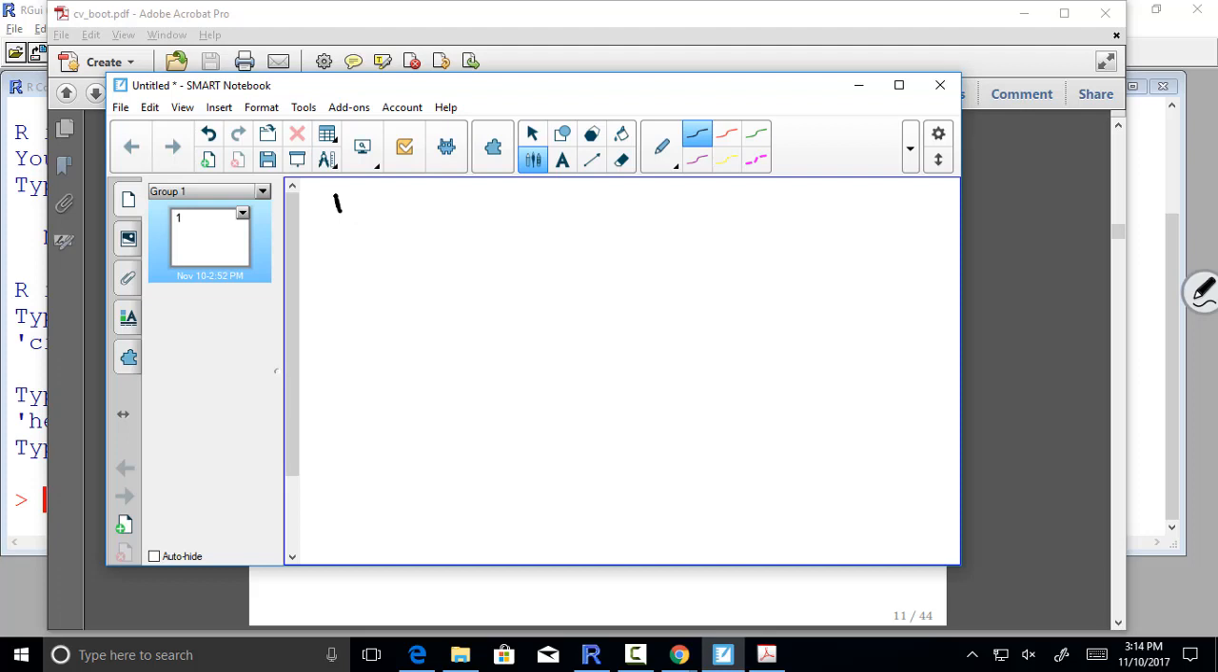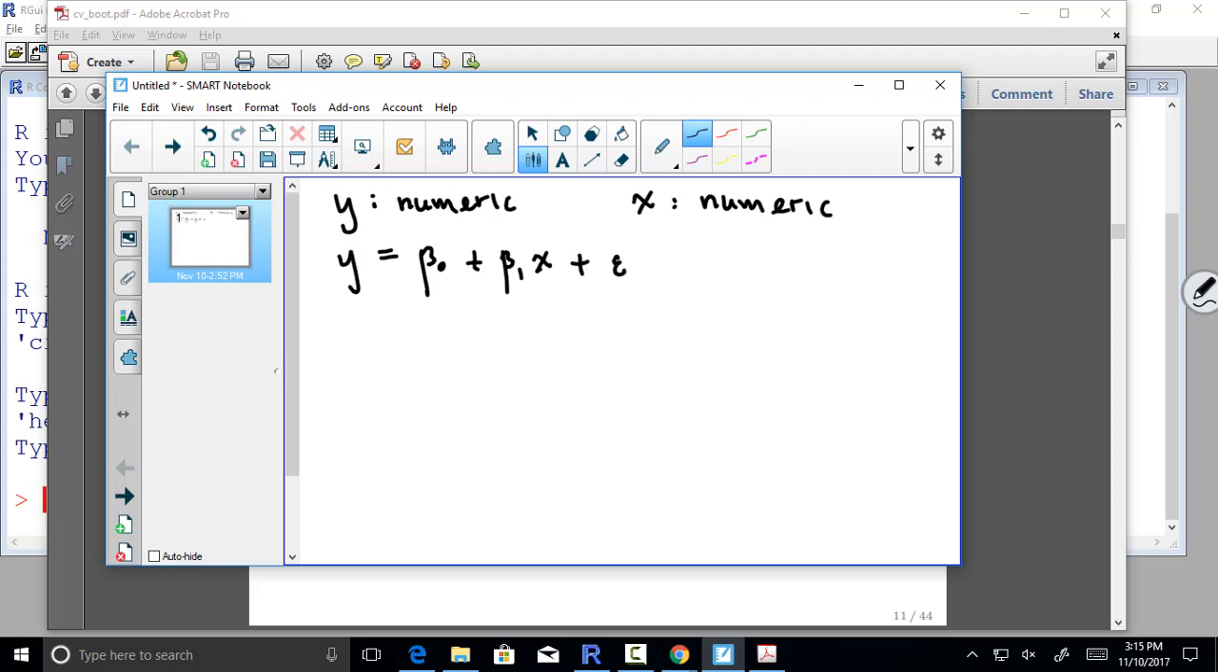If we have y as numeric, and we have, let's say, a single predictor variable that we'll say is also numeric, then we can have in mind a linear regression model that says the response is linearly related to the predictor plus or minus some random error. So on average, there's a linear relationship between x and y.